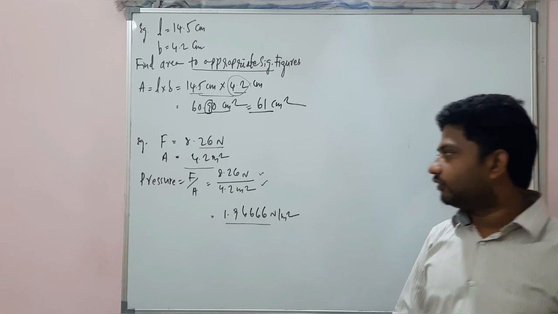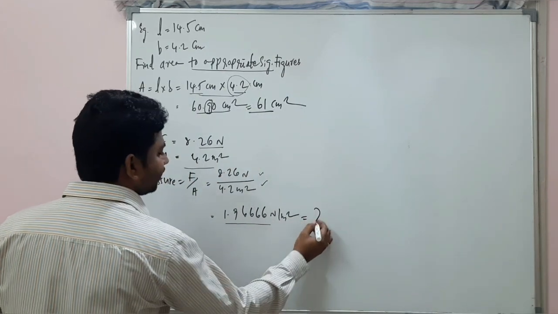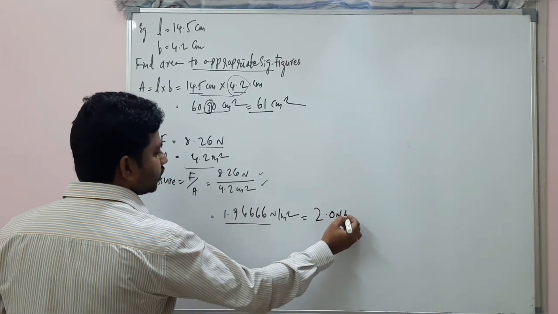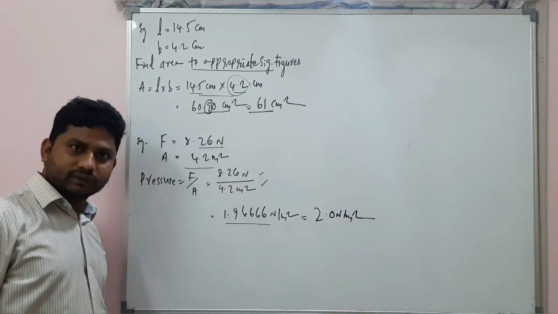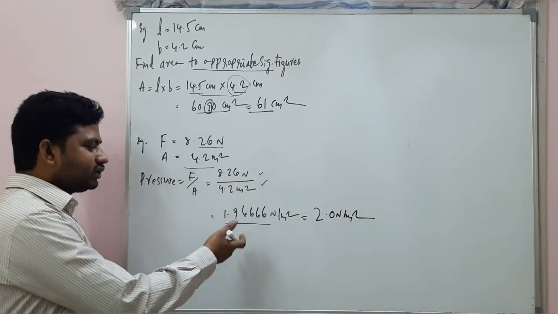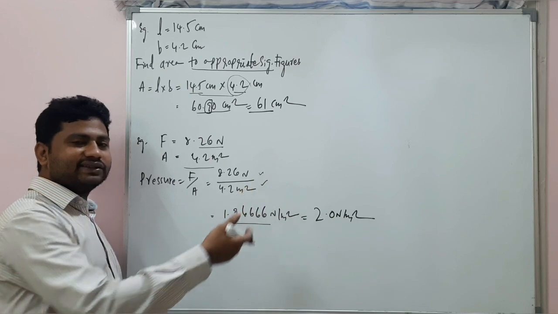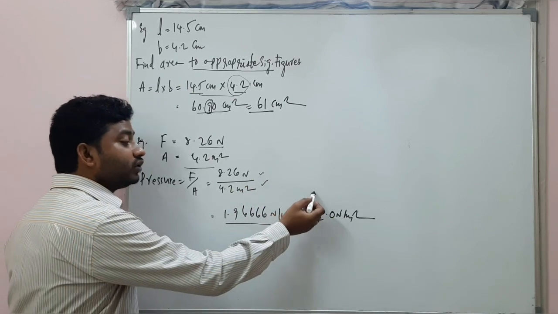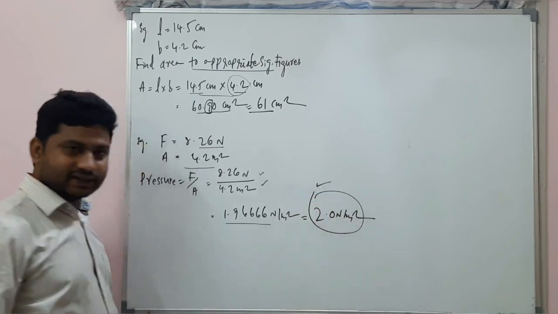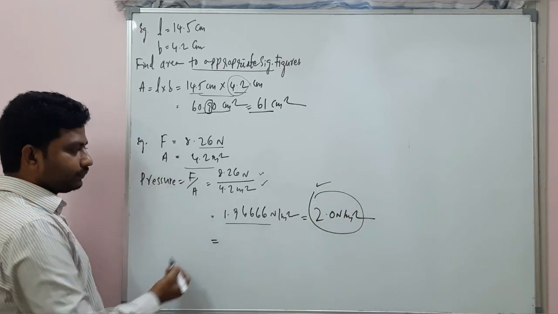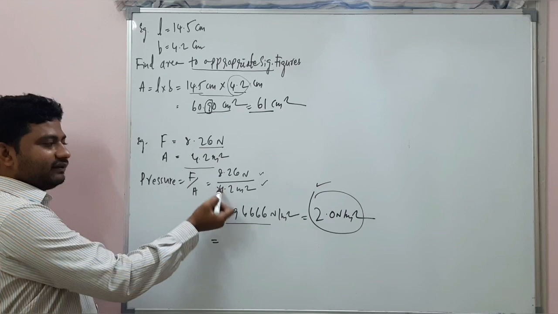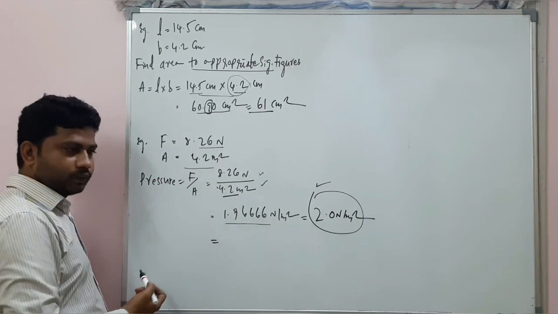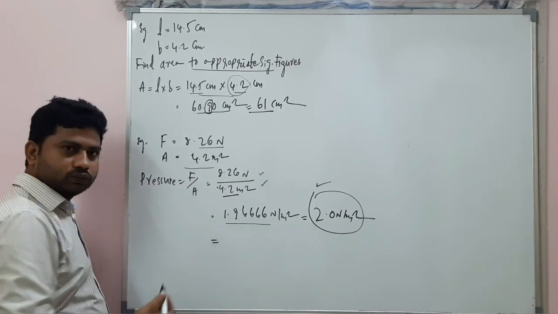In general, we write this as 2.0 newton per meter square. Clear? Simple, right? So generally we write 1.966, you get 2. According to the rules of significant figures, how did we get 2? Let's discuss here. How many least significant figures are here? 2. 1, 2. So simple.